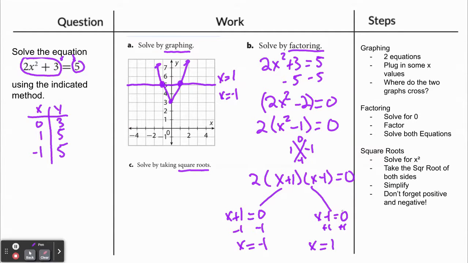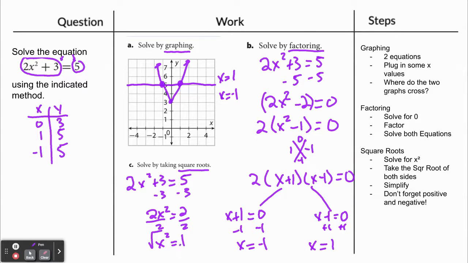And lastly, solving with square roots. So we have 2x squared plus 3 equals 5. We want to solve here, subtract 3, for x squared. So we get 2x squared equals 2. Divide both sides by 2. Running low on room here, but we get x squared equals 1.